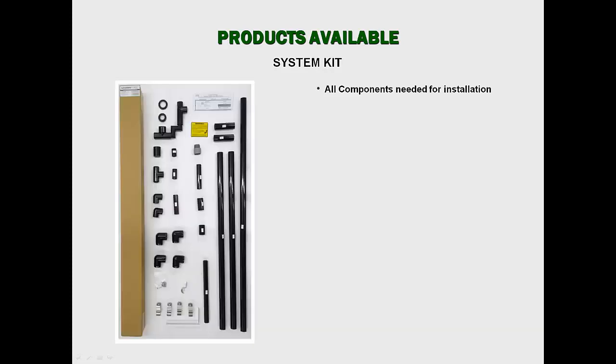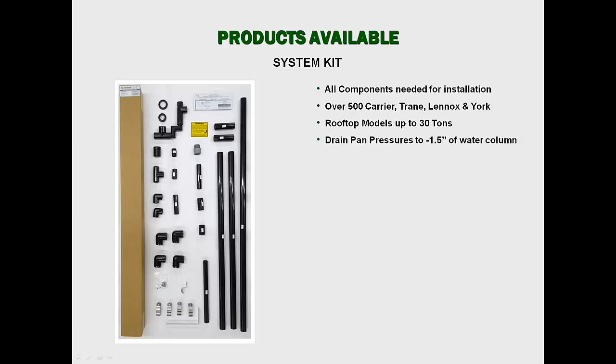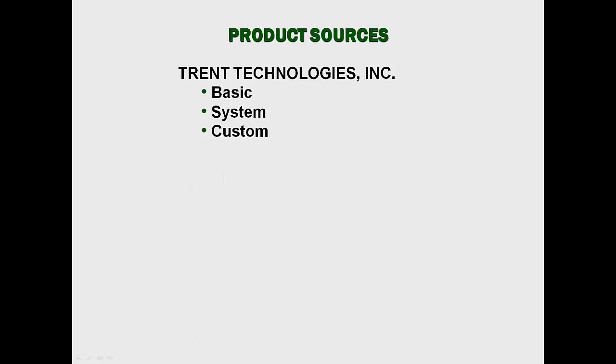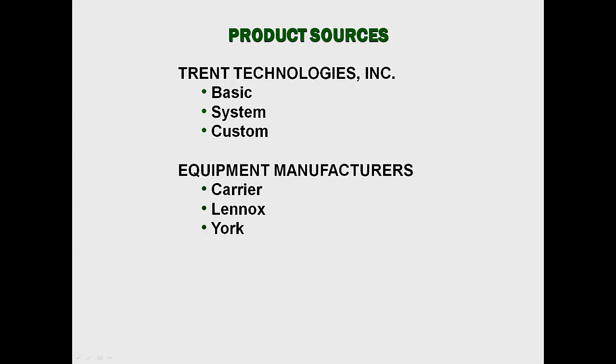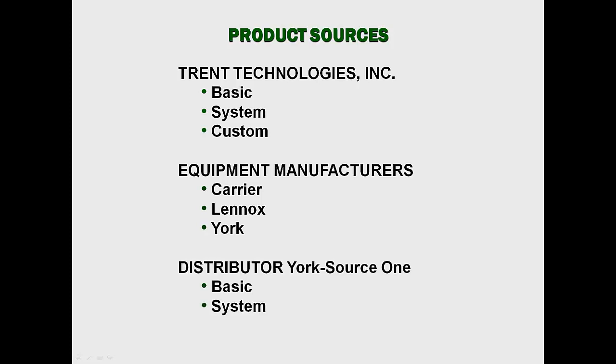System kits include all components for installation and are available for over 500 Carrier, Trane, Lennox, and York rooftop models up to 30 tons, with drain pan pressures to -1 1/2 inches of water column, and are available in 3/4 inch, 1 inch, and 1 1/2 inch drain sizes. All CostGard condensate drain seal kits are available directly from Trent Technologies. System kits for unitary rooftop units are available from 3 major equipment manufacturers who make provisions for easy installation and/or ship the appropriate kit with their equipment. York Source 1 offers basic and system kits to York distributors.